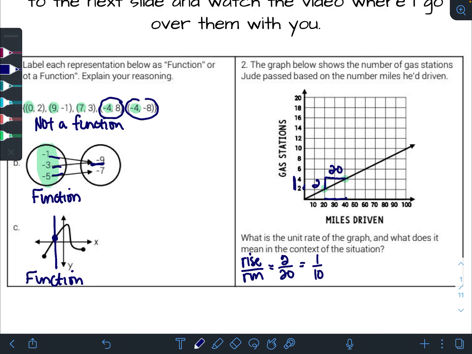It wants me to talk about the context of the problem. So when I'm rising, I'm dealing with gas stations. So I know that 1 is associated to the number of gas stations. So one gas station. And when I'm running, that's the number of miles driven. So it's one gas station for every 10 miles driven. So I know every 10 miles they drive, they're going to come across one gas station.